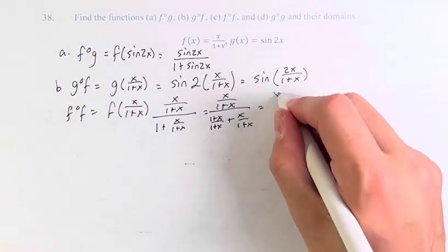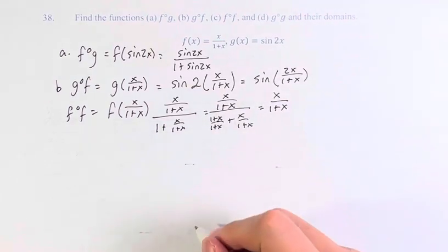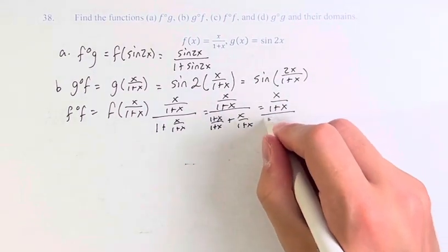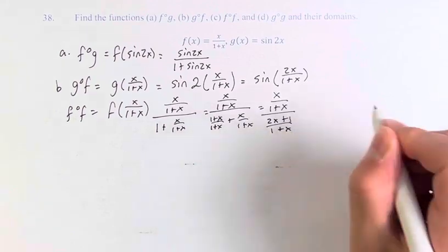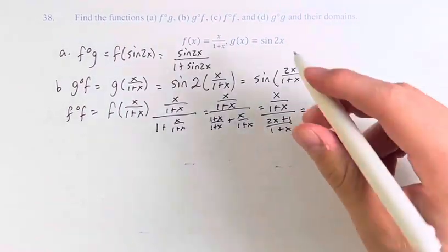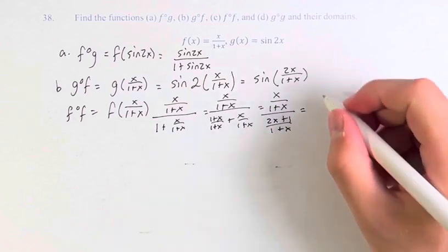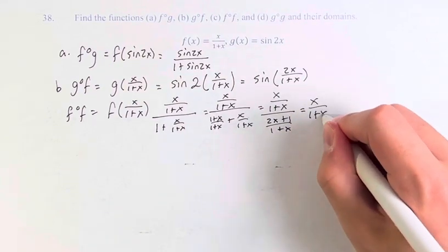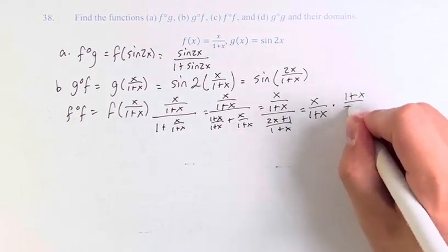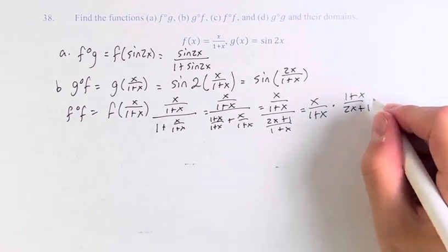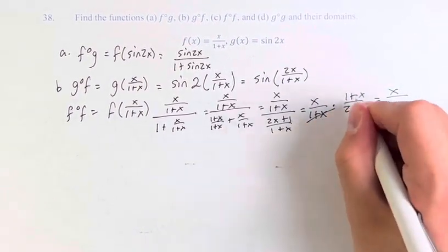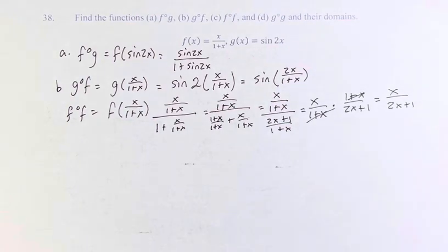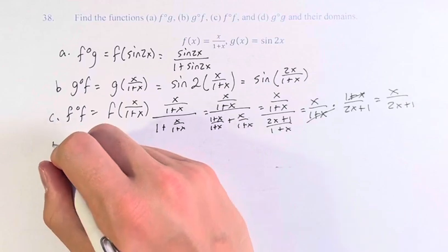Therefore, this is x over 1 plus x over 1 plus x, which is 2x plus 1 over 1 plus x. Dividing by a fraction means we can multiply by its reciprocal, x over 1 plus x, times 1 plus x over 2x plus 1. Therefore, this is equal to x over 2x plus 1, because these cancel. And we will get to the domain restrictions in a second. They are a little bit more complicated for that one.